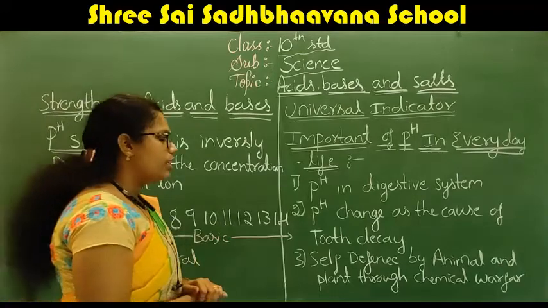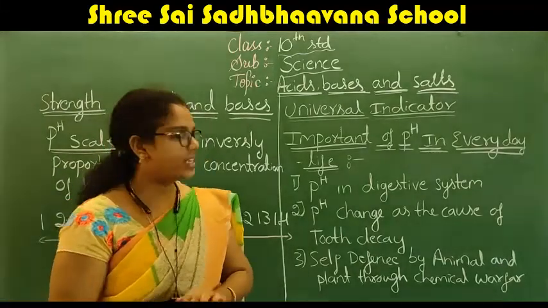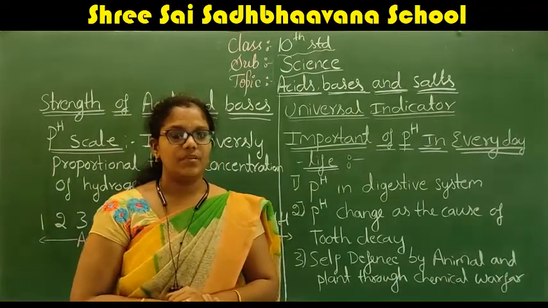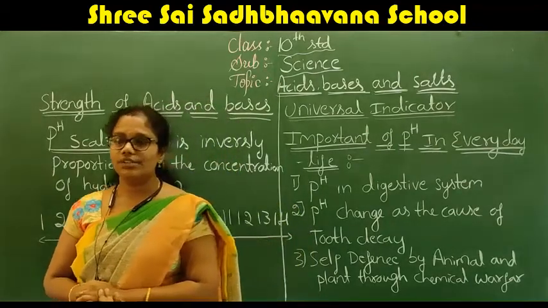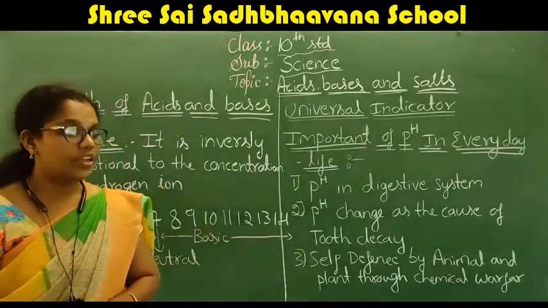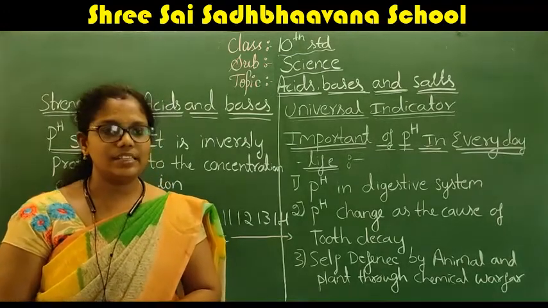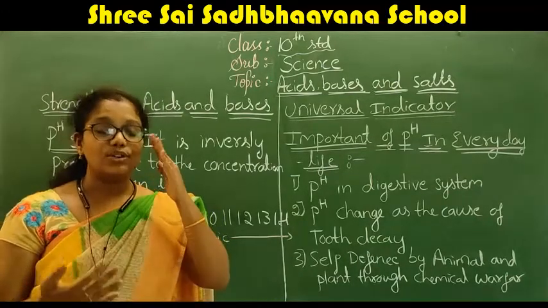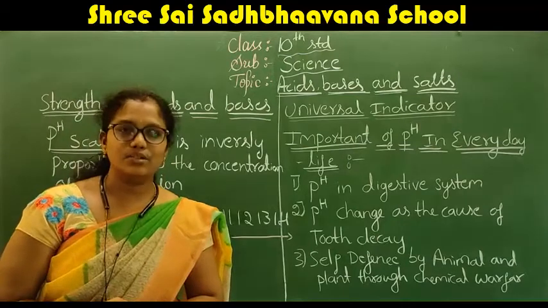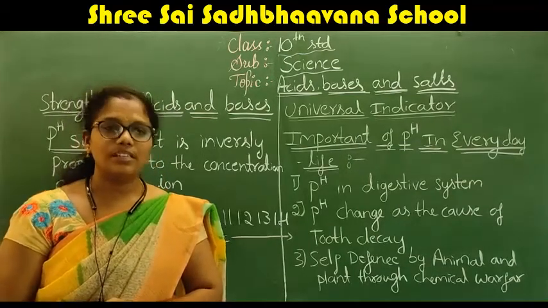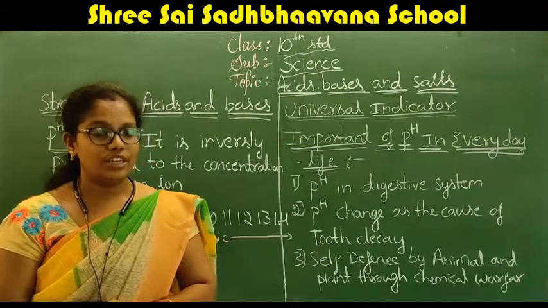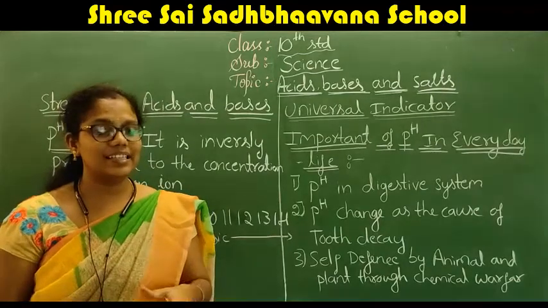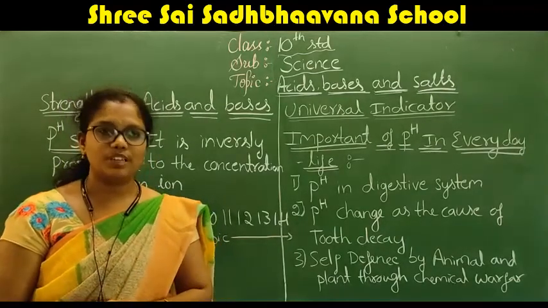The first important role of pH is in the digestive system. How? You already know that. What is the acid present in the stomach? Yes, hydrochloric acid. If that hydrochloric acid level increases in the stomach, what happens? Stomach burning, indigestion of food. All these things happen when the level of hydrochloric acid in the stomach is increased.